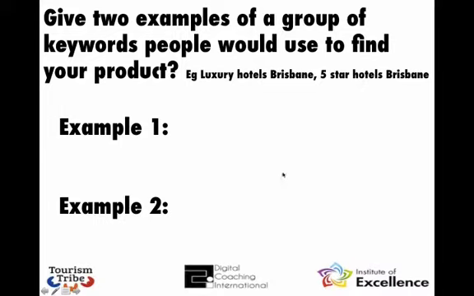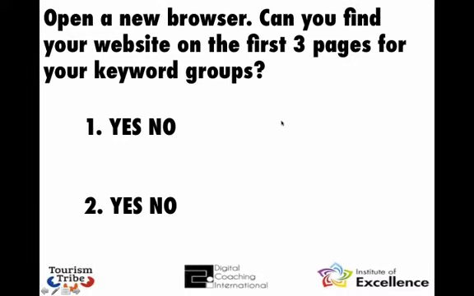So think about the group of keywords people will use to find your product. And then further to that, I want you to open up a new browser again, and those 2 grouped keywords that you have identified, I want you to pop them into a new Google search and see, did you come up in the first 3 pages of Google?